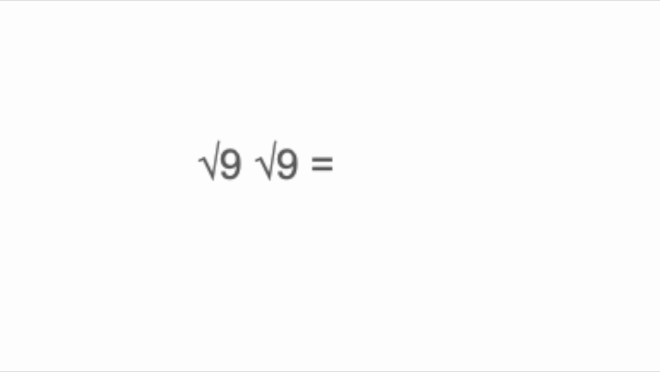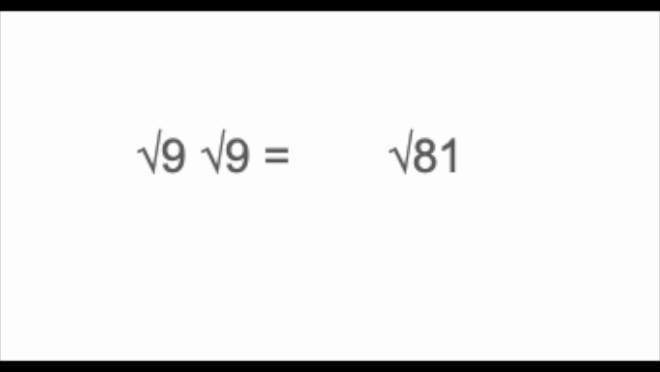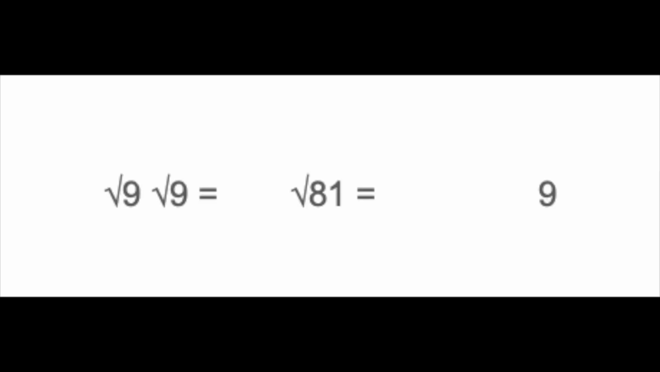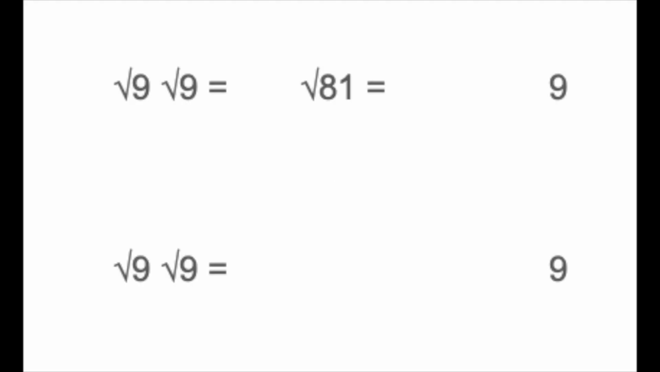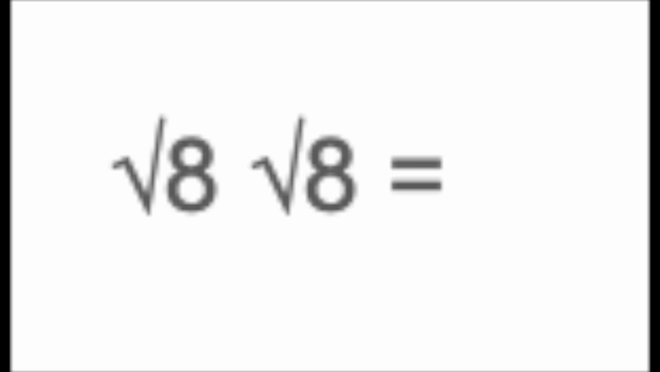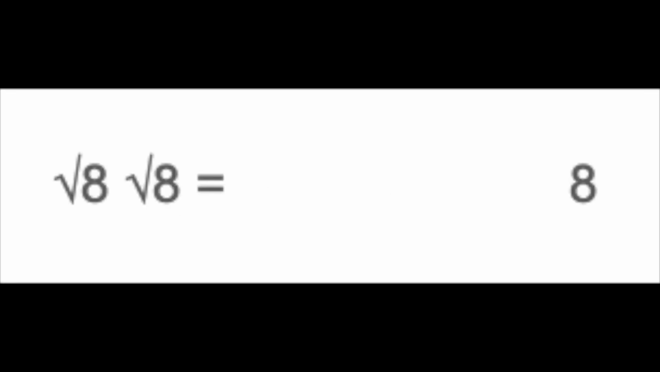You multiply the numbers inside the radical, so you get the square root of 81, which is 9. So what we're saying is the square root of 9 times the square root of 9 is 9. So we're going to jump to that. So the square root of 8 times the square root of 8 equals 8. So remember that, and we'll talk about it again in a minute.